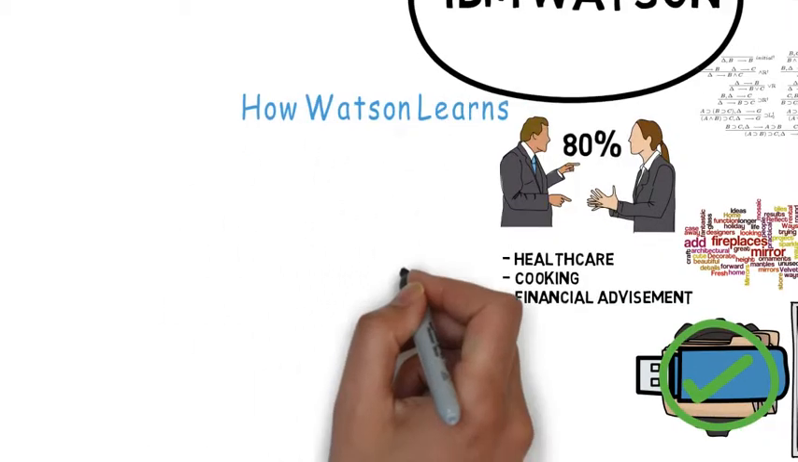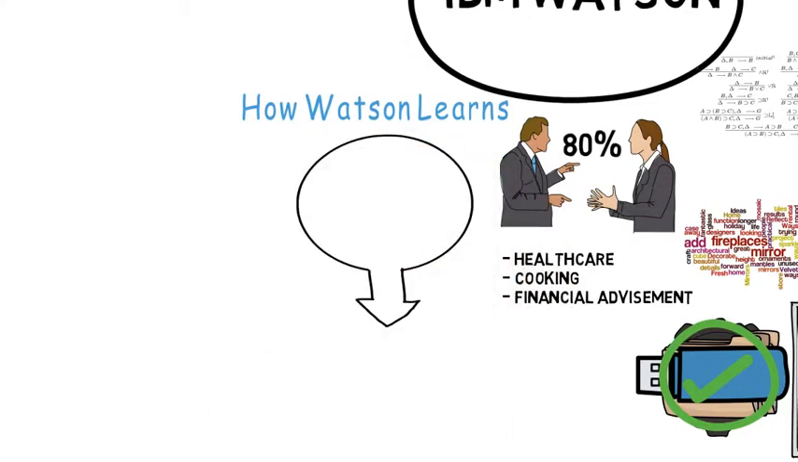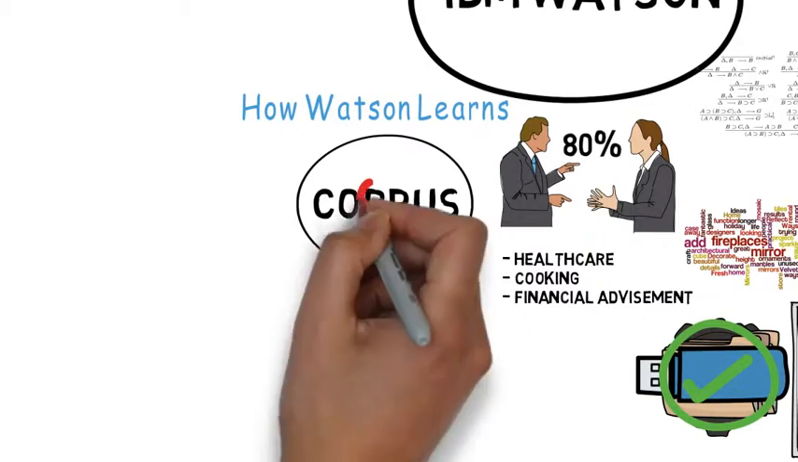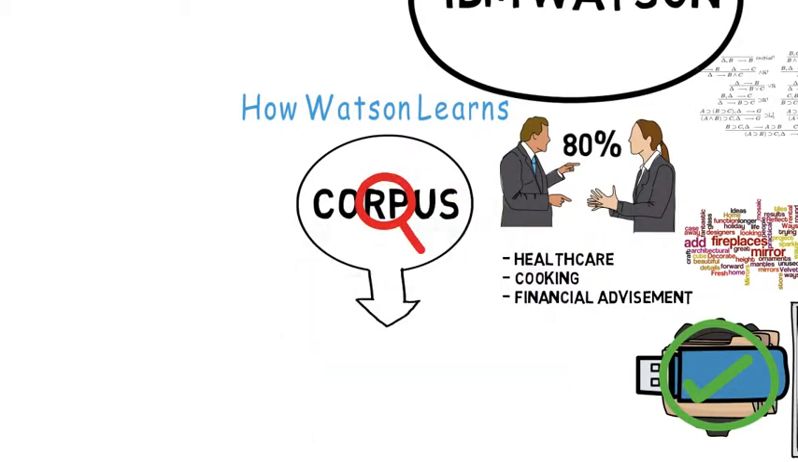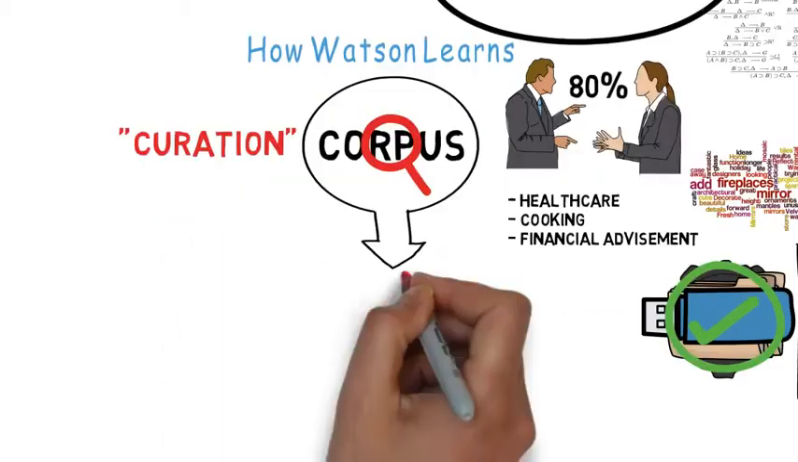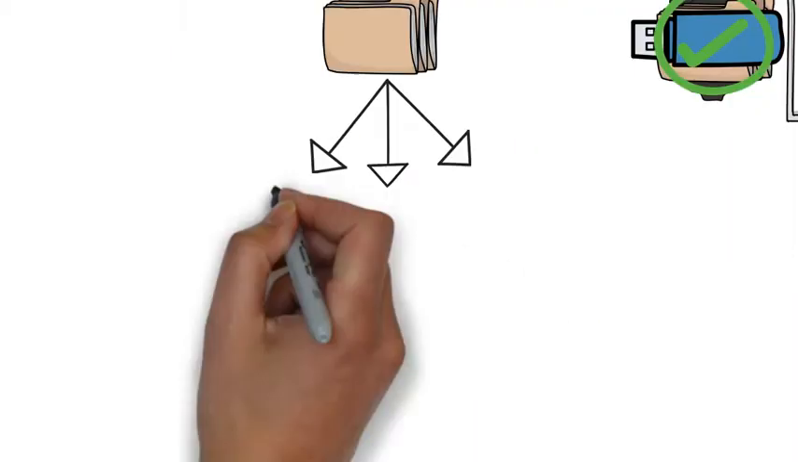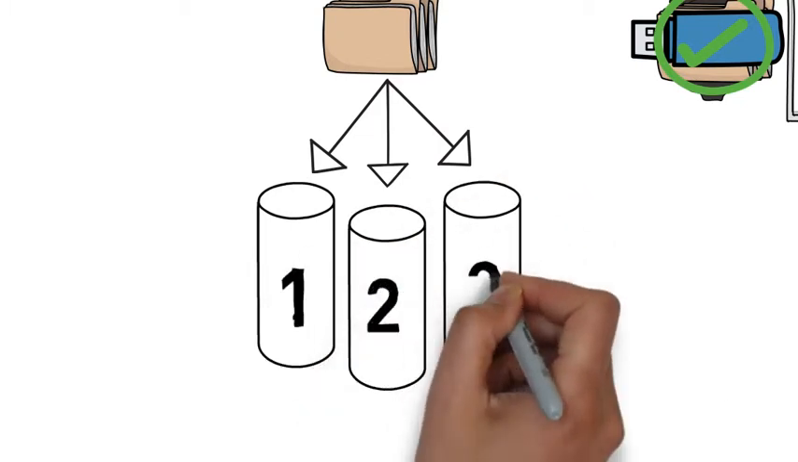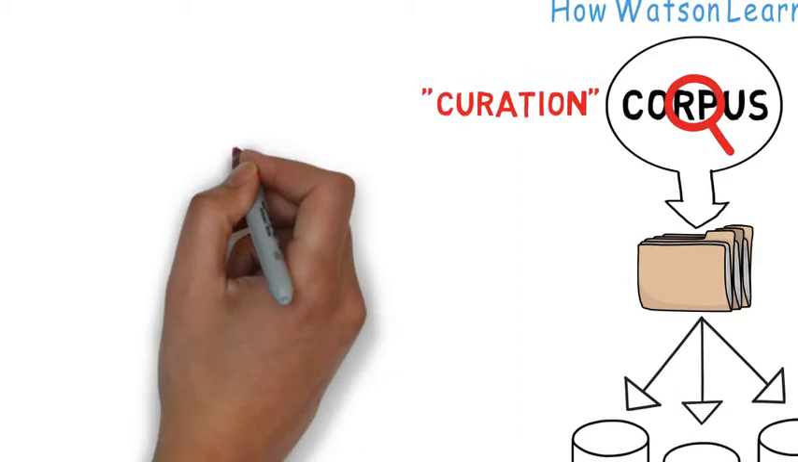So, how does Watson learn? Watson collects a body of information about a subject known as a corpus. This information is checked by a person to remove anything that is incorrect or not needed. This is known as curation. Once it has the corpus, Watson categorizes the information into indices and silos to make it more manageable. This is known as ingestion.